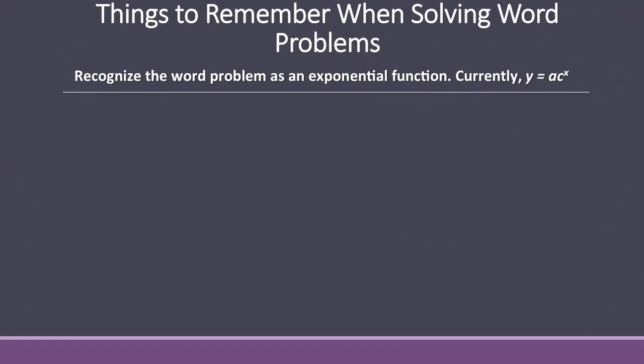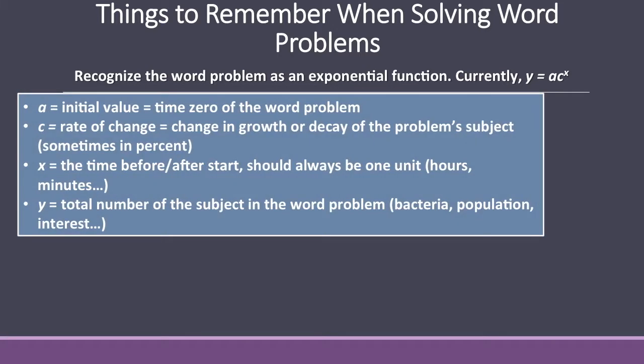Here are things that I want you to remember when you solve word problems. First, you have to recognize that this kind of word problem is an exponential function. They all look the same. Currently, the one that we are looking at is y is equal to a c to the power of x. Always check your initial value, a, at time 0 of the word problem. So in our case, it was 100. It started at 100 bacteria. C is your rate of change. So check and see if your question is saying if it's growing, if it's decreasing, if it's increasing, and sometimes it's given to you in percent.